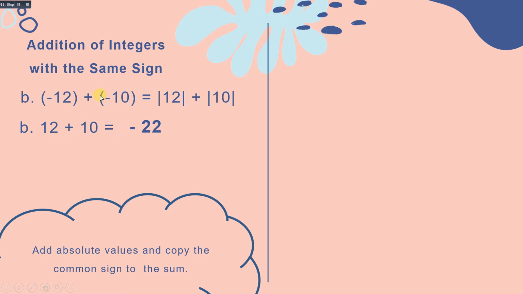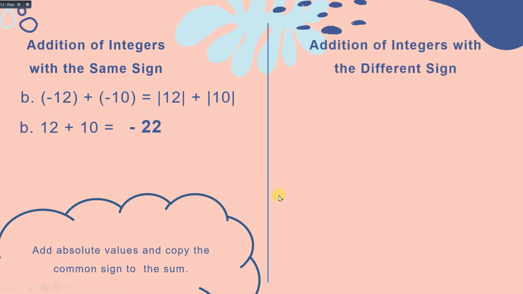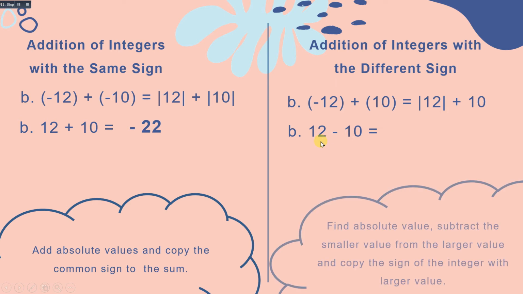Okay, next example, adding integers with different signs. We have negative 12 plus 10. In this case, we get the absolute value of negative 12, that is 12, and 10. To get the answer, 12 minus 10. Since we have different signs, we need to subtract the smaller value from the larger value and copy the sign of the integer with the larger value. In this case, the larger value is 12 but with a negative sign, so we copy the negative and the answer would be negative 2. So that is the process of adding integers with different signs.